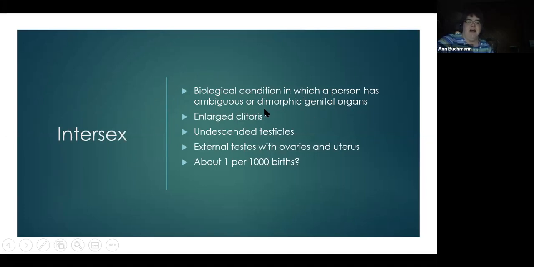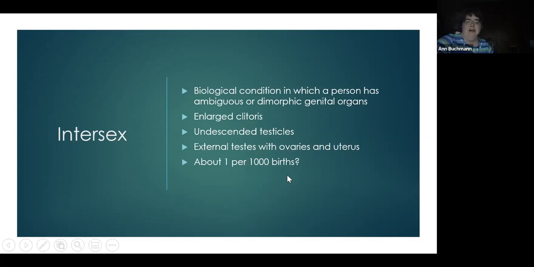These can consist of things like an enlarged clitoris, which would look like testes, or undescended testicles, which would look like a female when that person still has testicles and maybe somewhat physically male. Some people have external testes, but inside they have at least a rudimentary ovaries and a uterus. We don't know how common this is because a lot of people don't necessarily know that they have this condition, but it's maybe as high as 1 per 1,000 births.